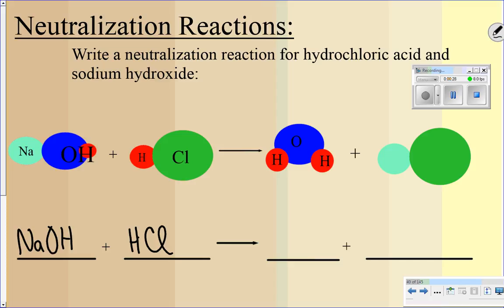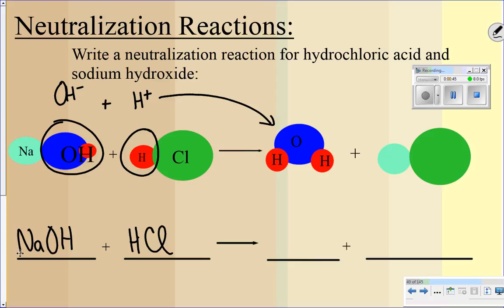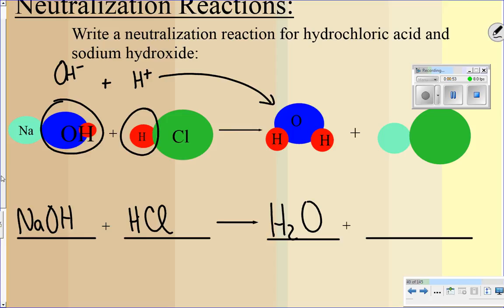When these two substances are put into water, they're going to dissociate. Those dissociation products include the OH-, or hydroxide ion from the base, and the H+, or hydrogen ion from the acid. When you put an H+ and an OH- together, you get water. So our first product in these reactions is going to be water. The next product in these reactions is going to be a salt.